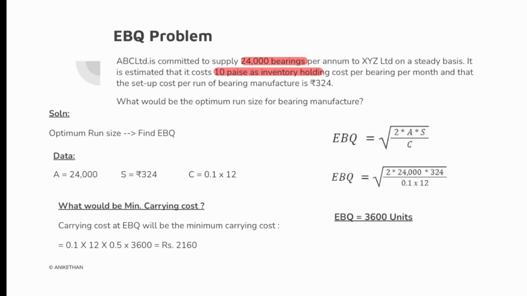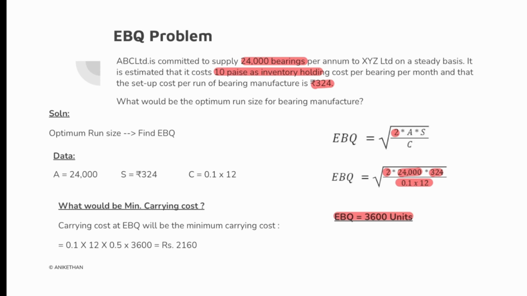And the setup cost per run of bearing manufacture is 324. This is nothing but your setup cost. If you substitute everything, you have to take 2, then 24,000 is the annual demand, and 324 is directly given. Carrying cost you are multiplying by 12. If you calculate, you will get an economic batch quantity of 3,600 units. That means when they manufacture each batch with 3,600 units, the costs are very optimum.